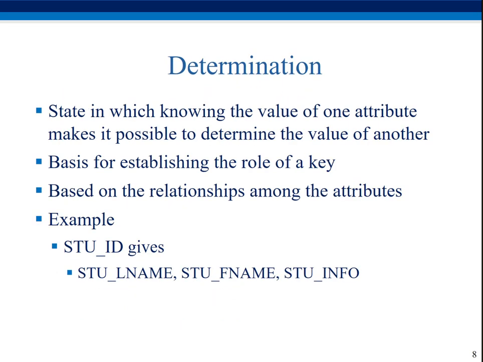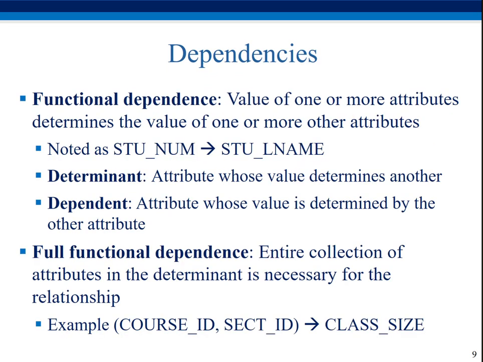Determination basically is the value of one attribute is determined by the value of the other, and also many more. So when you're pulling up a record and you have the student ID, it gives you the last name, the first name, the address, the phone number, the advisor, and a whole bunch of other things, probably the GPA as well.